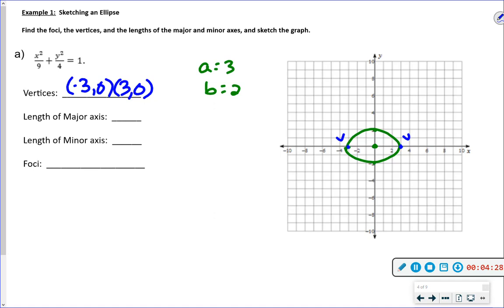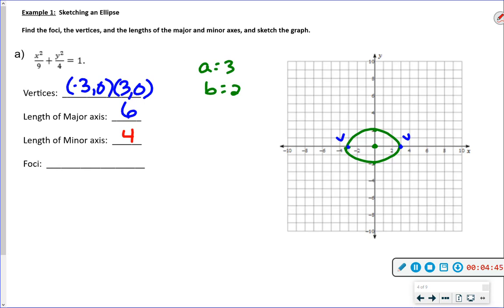6. We went 3 left, 3 right, total of 6. And then the minor axis, of course, is the shorter one, the up and down on this one. We went 2 up, 2 down, so 4.